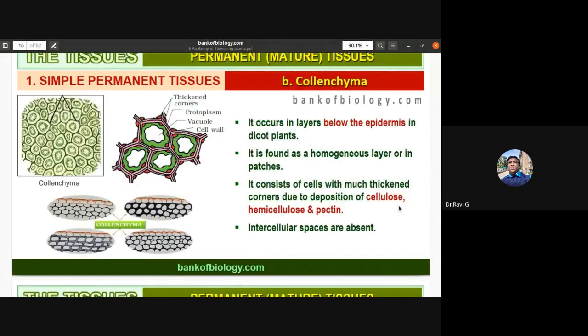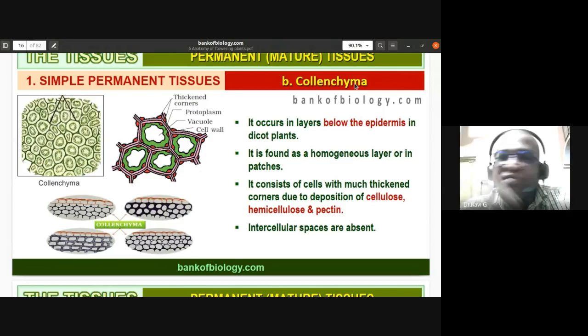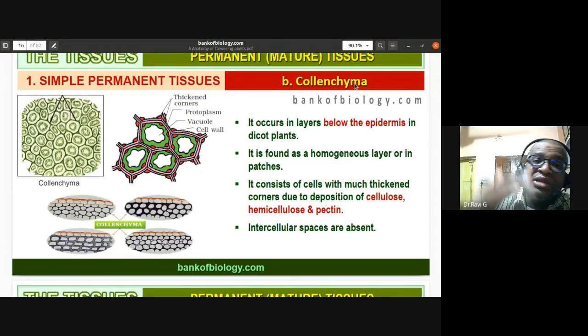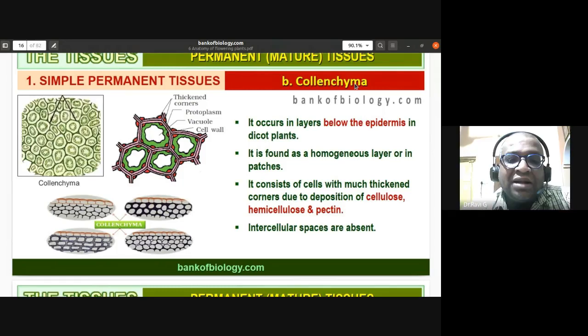Okay. So collenchyma is a simple permanent tissue because they are homogeneous in nature. They have a common structure, origin and function. The primary layer of cell wall is uneven. There is no uniform distribution. There is uneven deposition of pectin on the primary layer of cell wall. So that is the reason we call it collenchyma. It occurs in layers below the epidermis in the dicot plants. Below the epidermis, we call that region the hypodermis region of dicot plants.